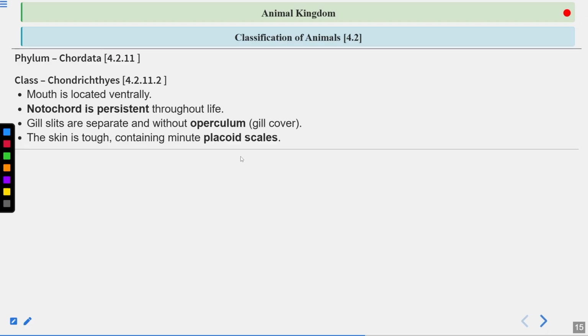The skin is tough, containing minute placoid scales. Very important point. Their skin is very tough, and they contain minute scales on their body, and that scale is called the placoid scale.